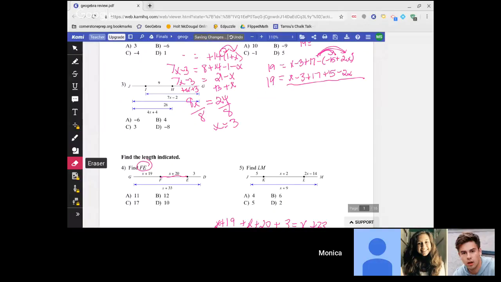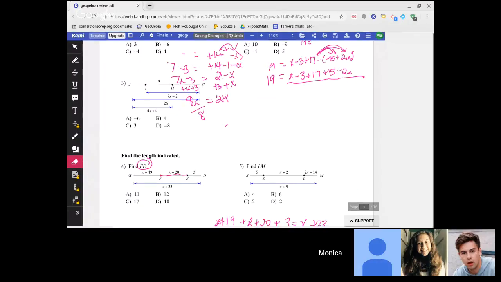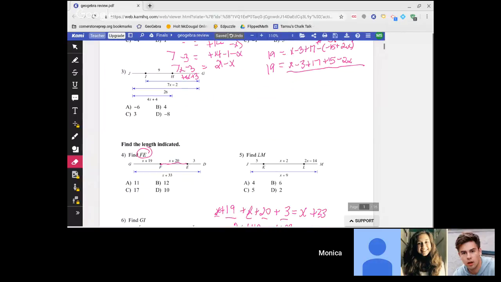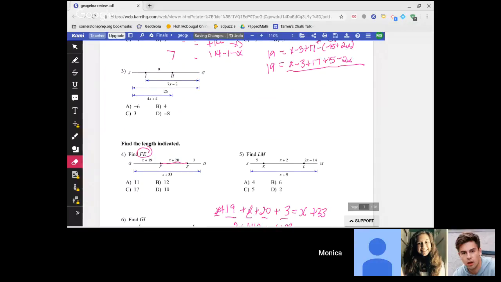Okay, Isabel. So for number 3, let me erase some of this. Okay, for number 3, we have to look at the information that it's giving us again. And for this one, we're just solving for x. So if we know, well, first, what's the whole length of that segment? Okay, 26. So if the whole length is 26, we're going to start with that.